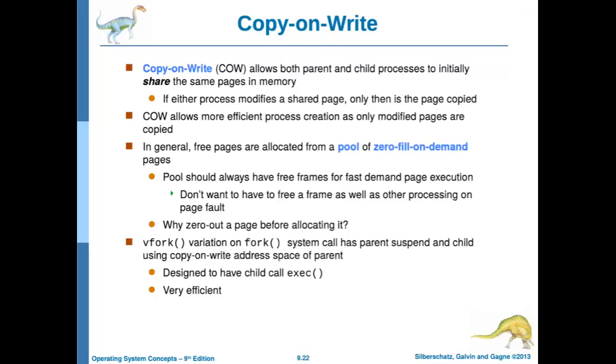So, to make fork work fast, this technique is used, that is COW, copy on write, which allows both parent and child process to initially share the same pages in the memory. Because this is a duplicate process, whatever 8 frames are there, those 8 frames will be used by both the parent as well as by the child. And then if either process modifies a page, whichever page is modified, then and only then a copy of that will be created.